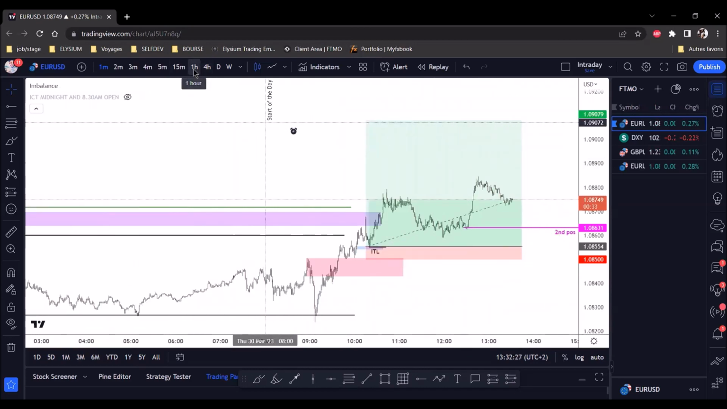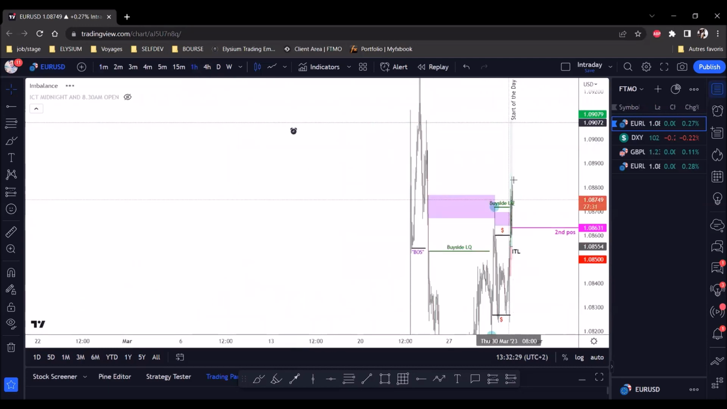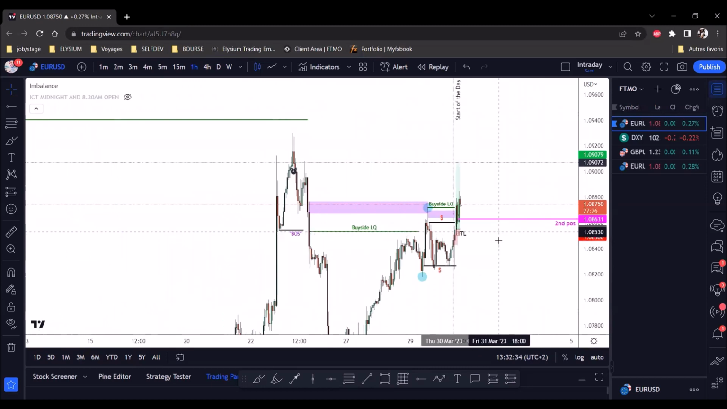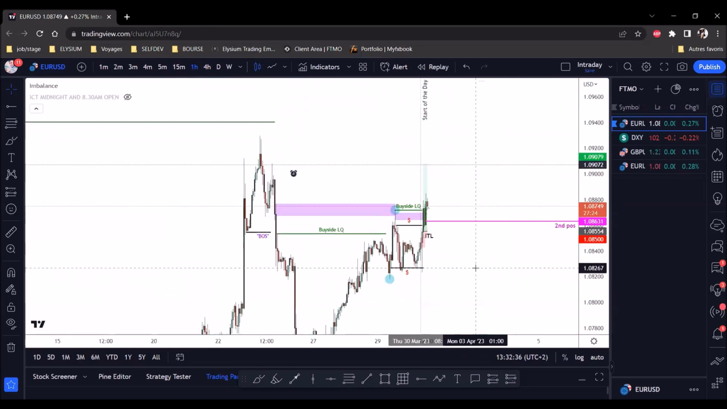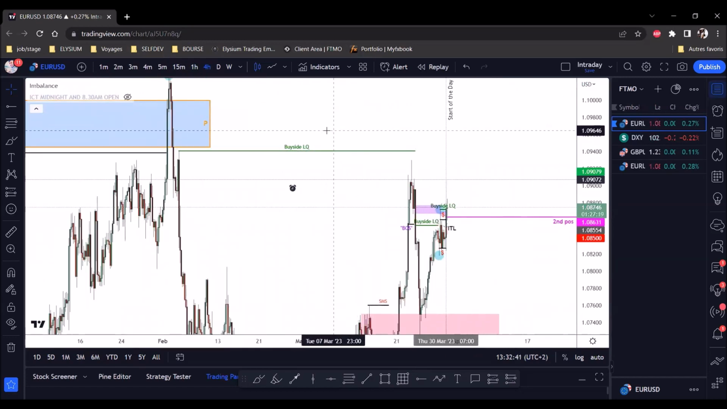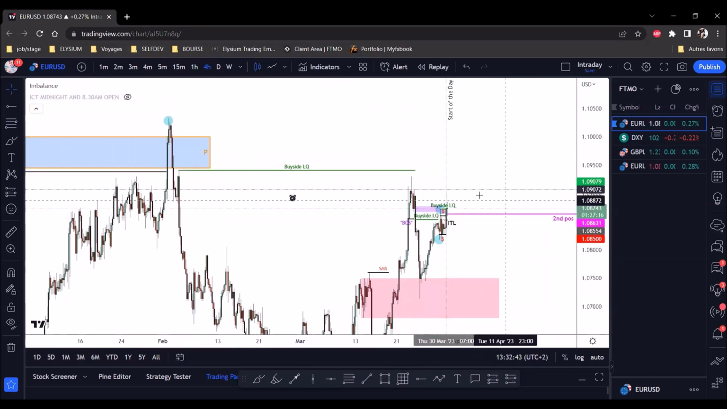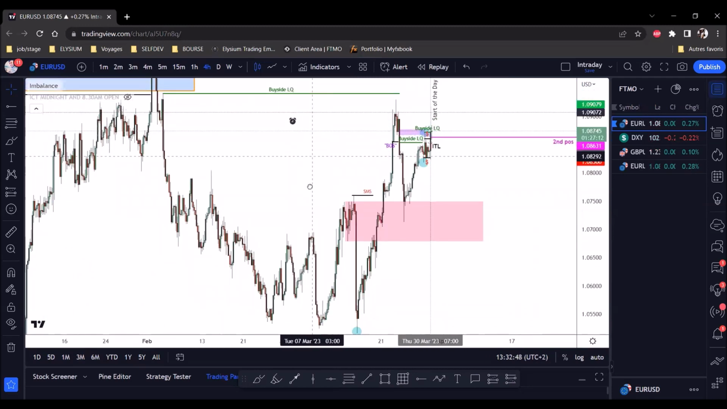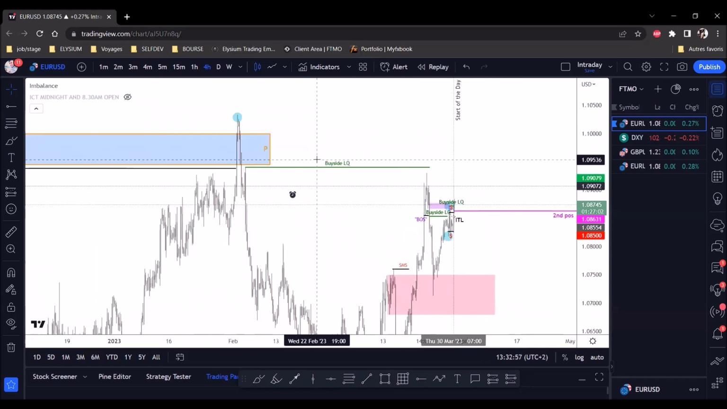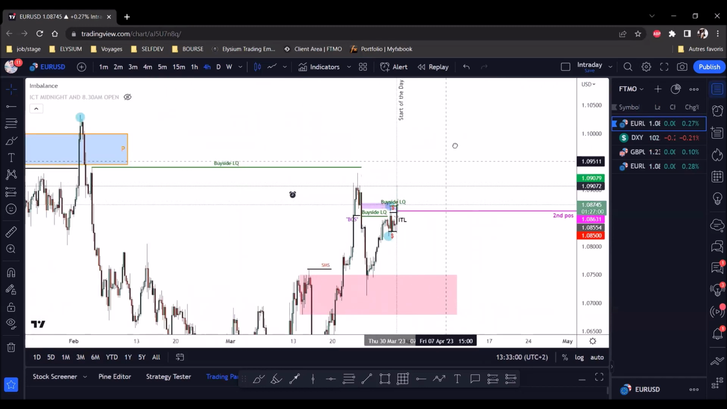So yeah, that's it for today. I still expect some upside to come. Then after this buy side liquidity, I might expect to sell, you know, but like I always say, I don't like to do predictions on the long term. I prefer to do it on a daily basis.